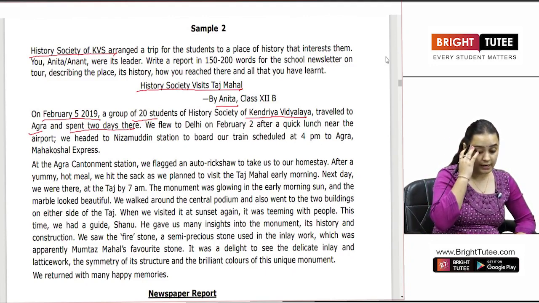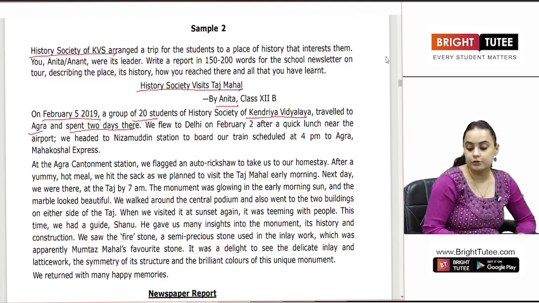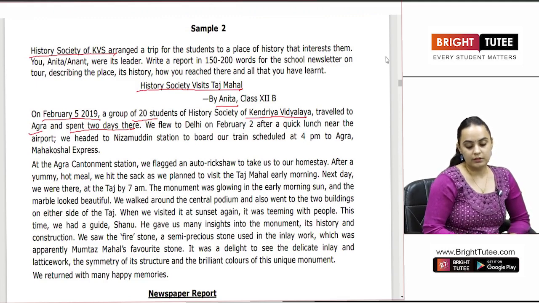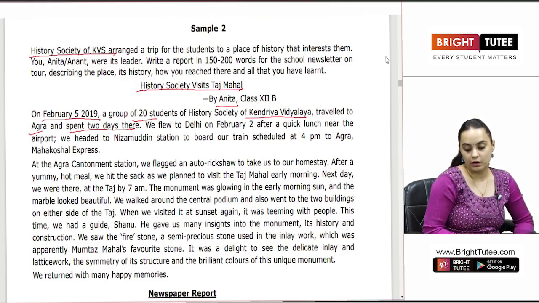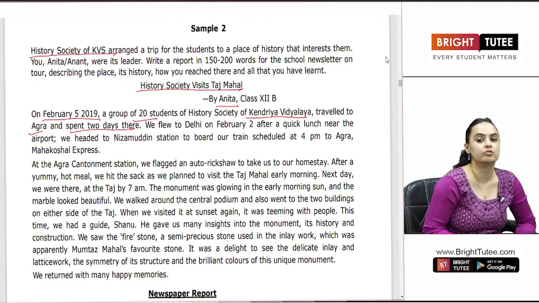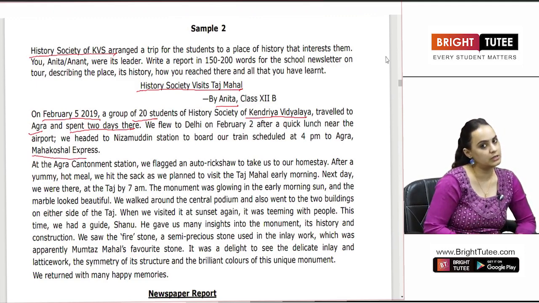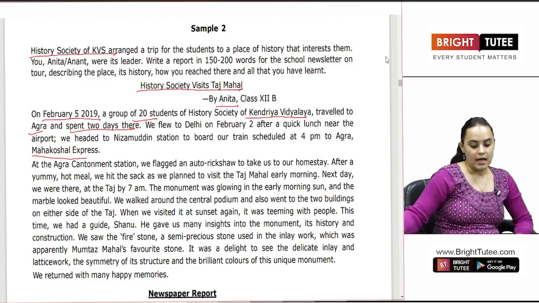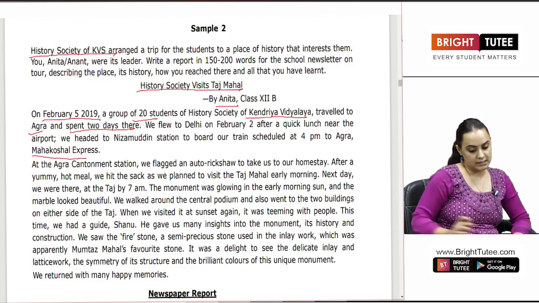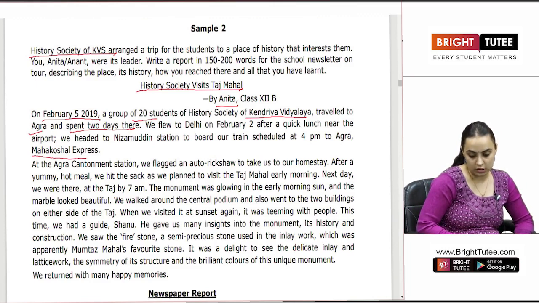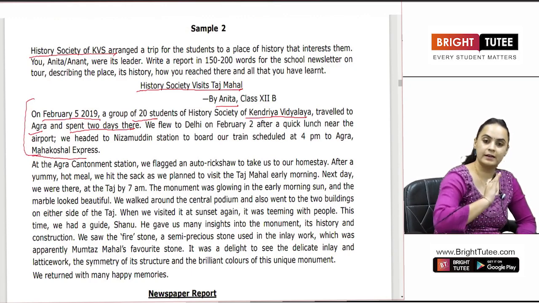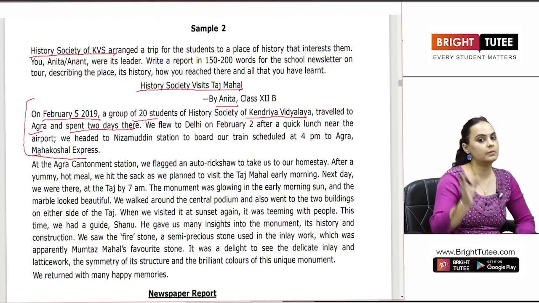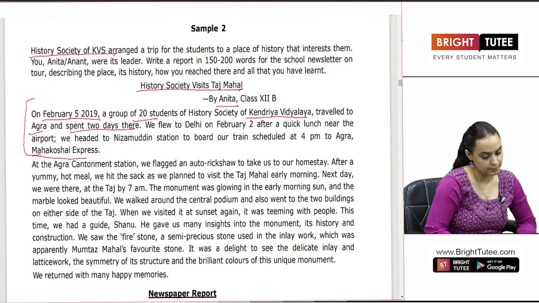We flew to Delhi on February 2. After a quick lunch near the airport, we headed to Nizamuddin station to board our train scheduled at 4 p.m. to Agra, and the name of the train is also written, Mahakaushal Express. At the Agra Cantonment Centre, we flagged an auto rickshaw to take us to our homestay. So the first paragraph has ended by giving all the basic information about that trip.